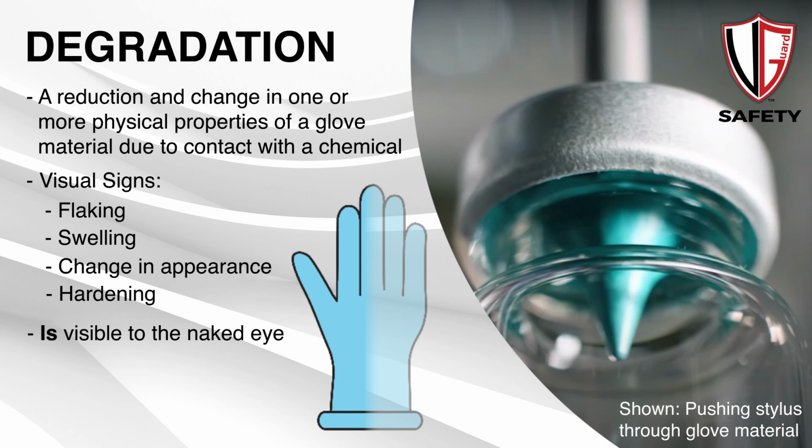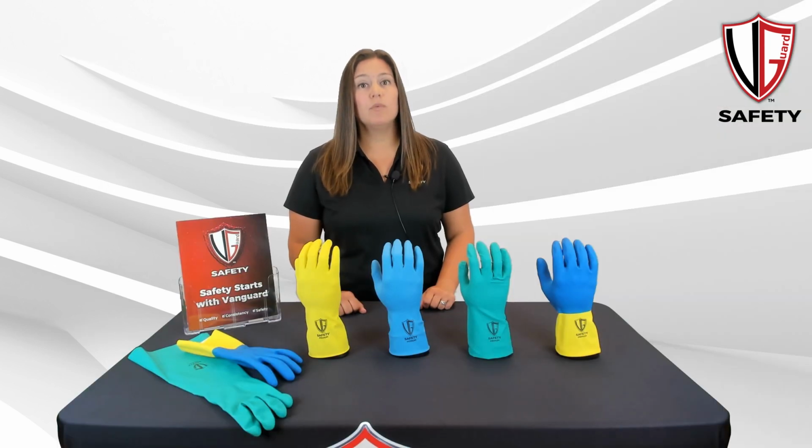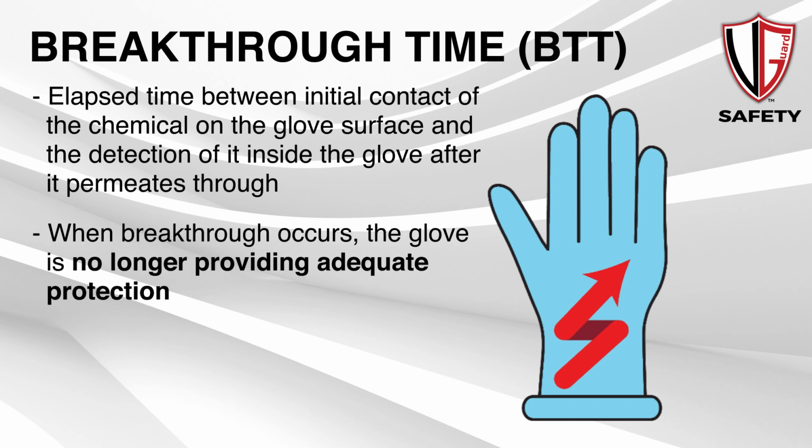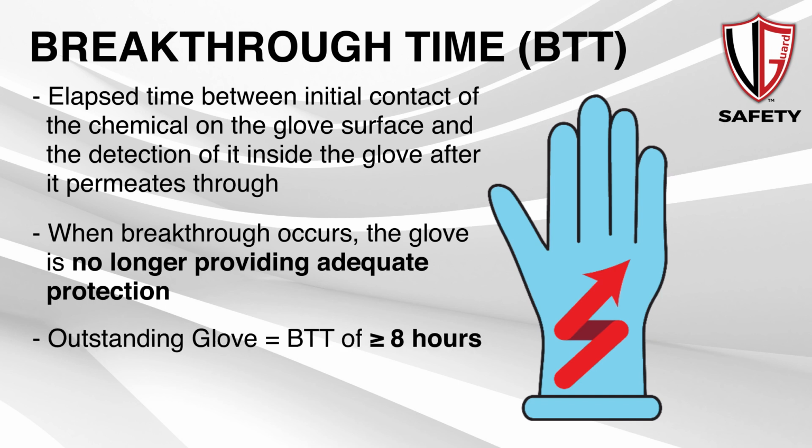quickly impaired. Breakthrough time, also seen as BT in parentheses on chemical degradation charts, is the elapsed time between initial contact of the chemical on the glove surface and the detection of it inside the glove after it permeates through. When breakthrough occurs, the glove is no longer providing adequate protection. An outstanding glove is one that has a breakthrough time of more than 8 hours.